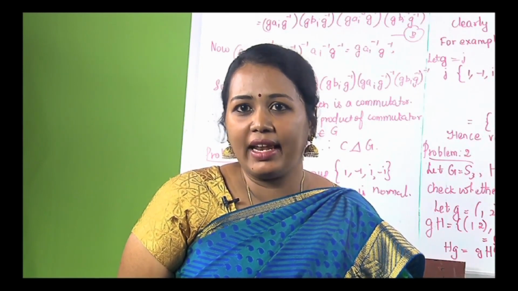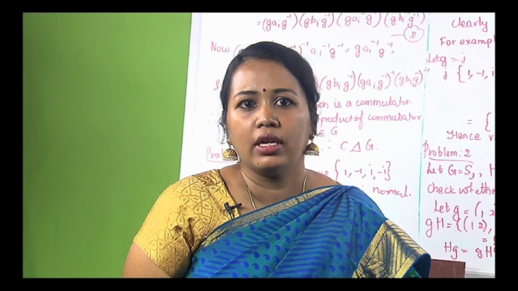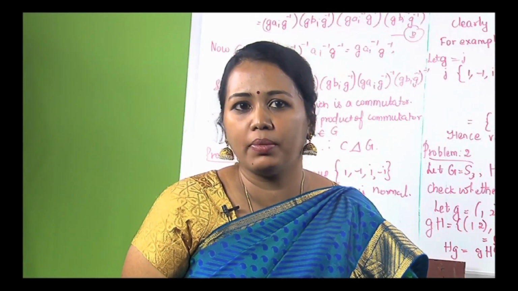However, there is an elegant way to prove normality given by the following result. For that, we should know about index. Let us see the definition of index. If G is a group and H is a subgroup, then the number of left cosets of H in G is called the index of H in G and is denoted by G:H. The next result will give an easy way to prove a subgroup is normal.